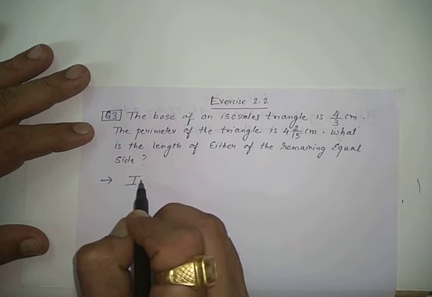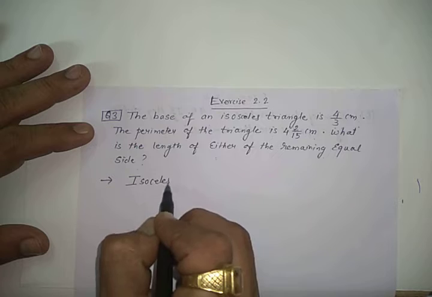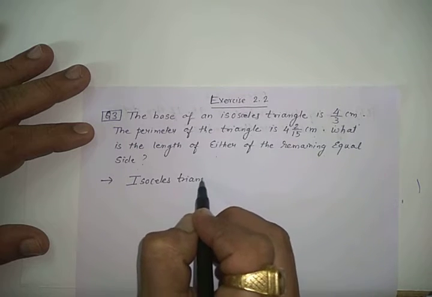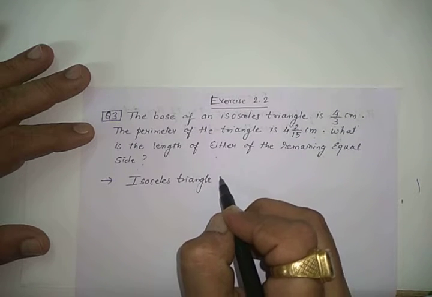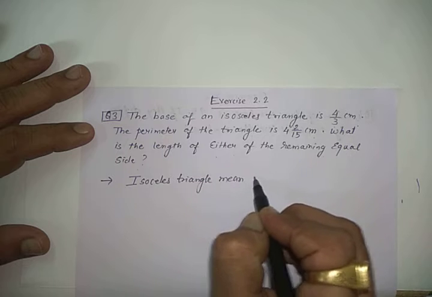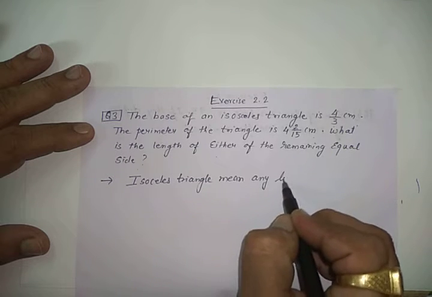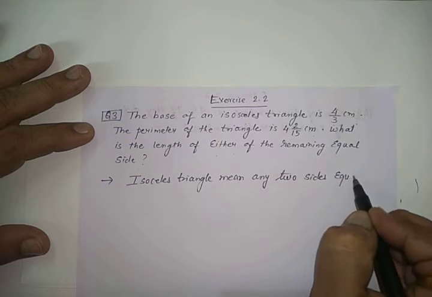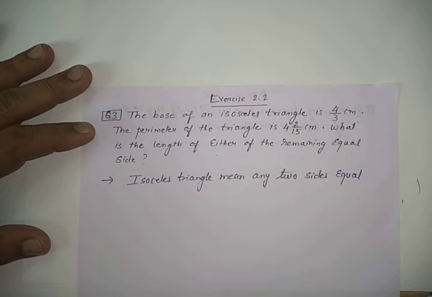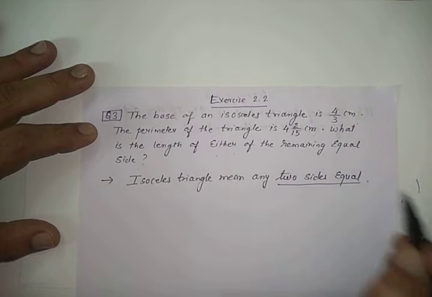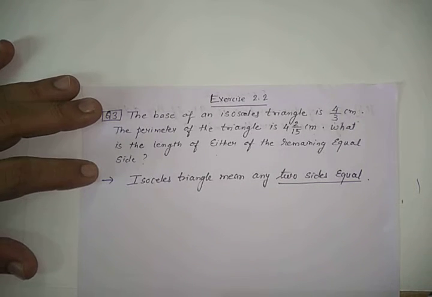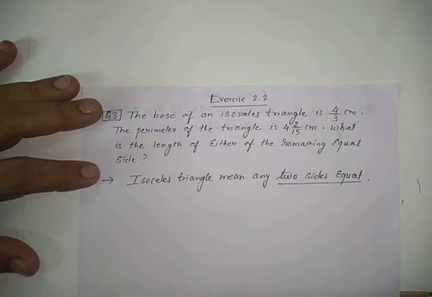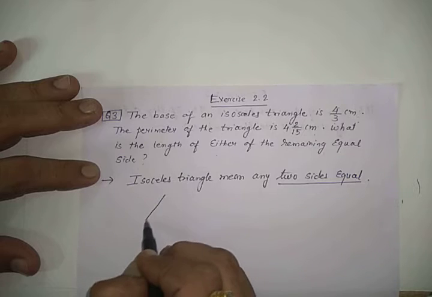So, isosceles triangle means any two sides equal. Any two sides equal. This is the property of an isosceles triangle. And one of the measurements is given. Okay. So we feel that the remaining two will be different.